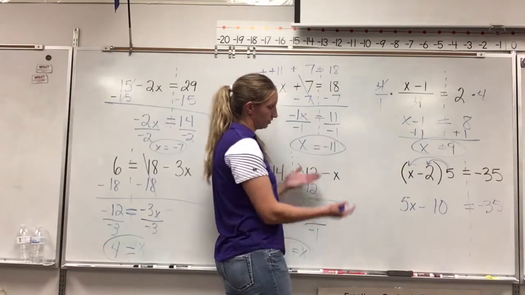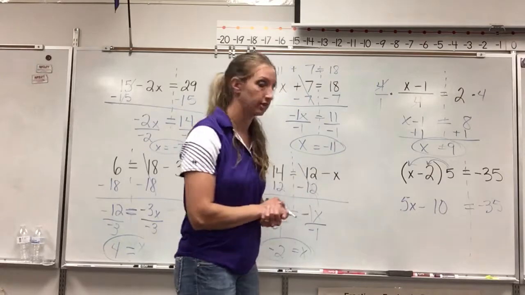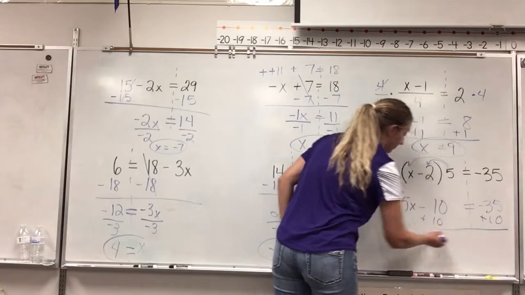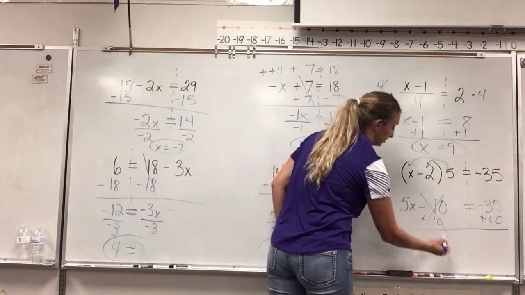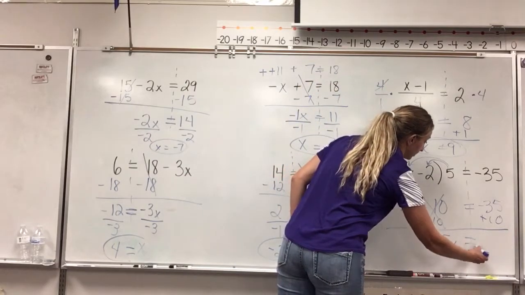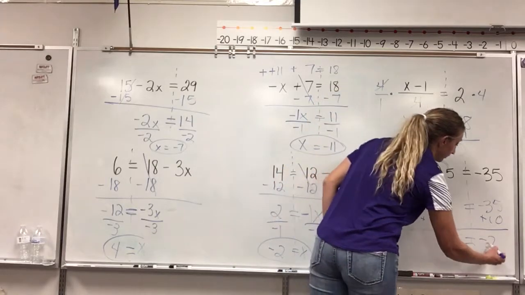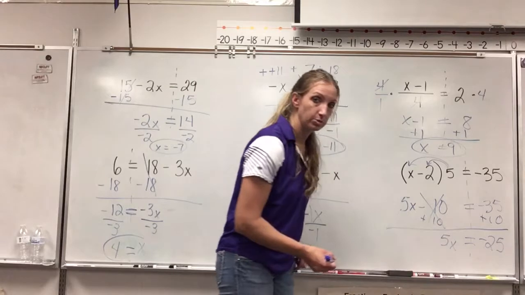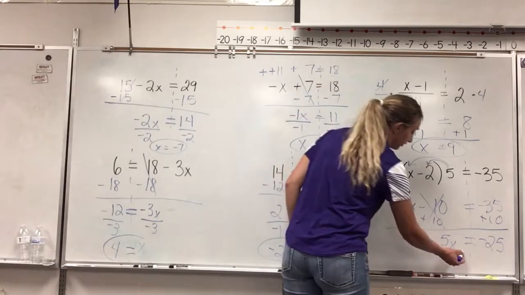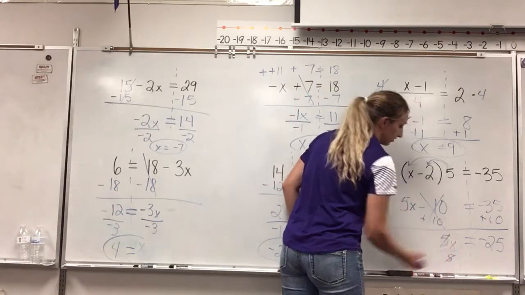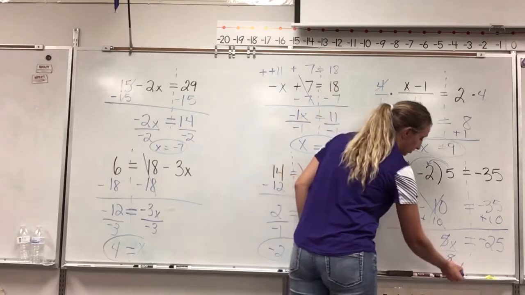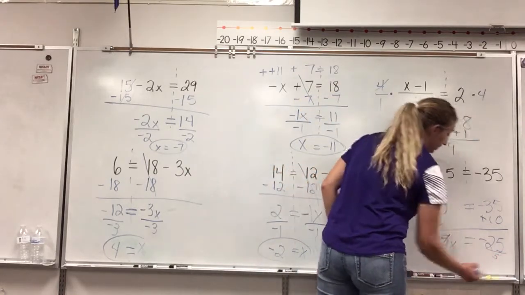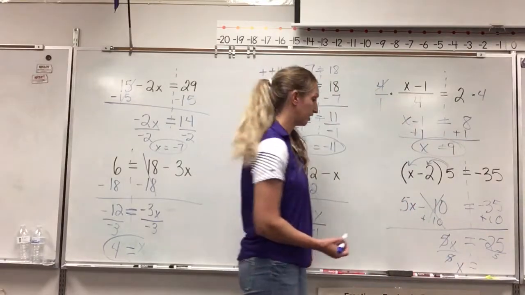Now this is a normal two-step problem that we're used to seeing. So I add 10, this is gone, so I've got 5x equals negative 25. 5 times x, the inverse property of multiplication is division, so I'm going to divide by 5. My 5's cancel, so I have x all by itself, which is what I was trying to do. Divide by 5 on this side, negative 25 divided by 5 is negative 5.